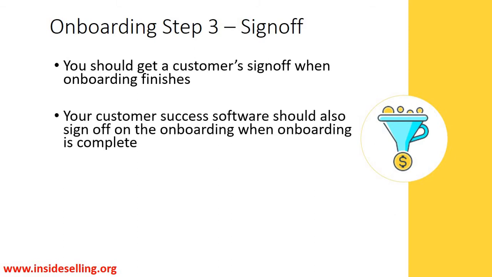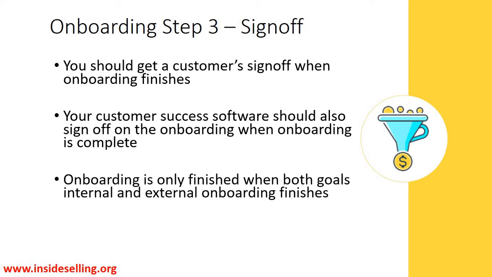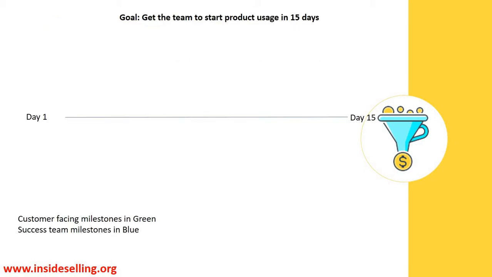And like I mentioned earlier, your customer success software should also sign off on the onboarding when the onboarding is complete. So your software, the internal organization goals that I keep talking about, those have to be met as well. And finally, onboarding is only finished when both internal and external onboarding finishes. So I'm going to talk about this in an example to just show you how this works. So let's shoot into the example.